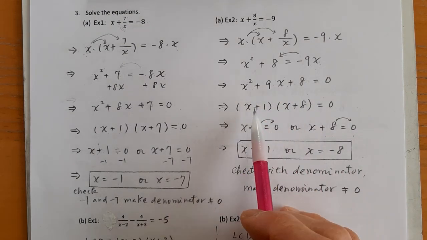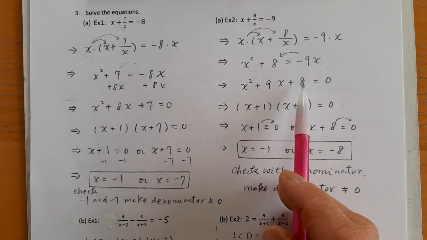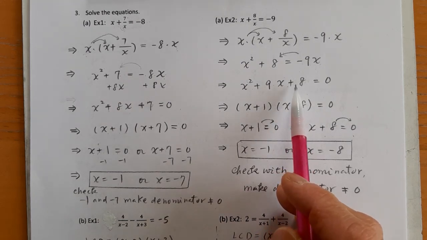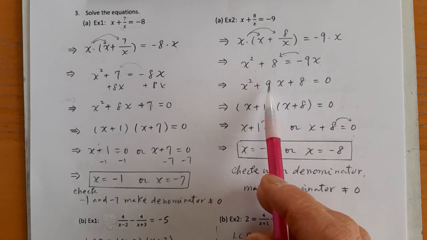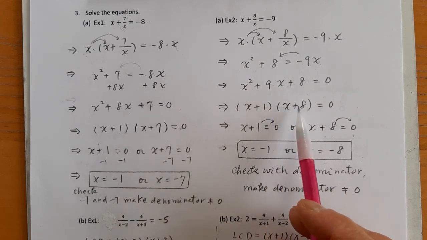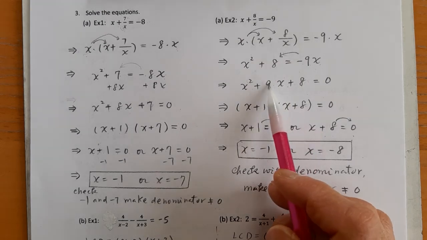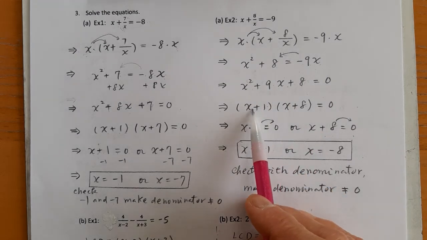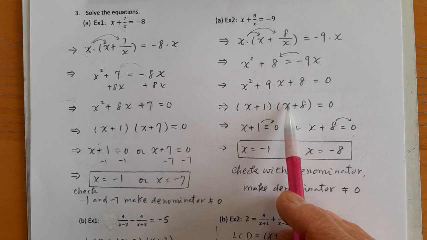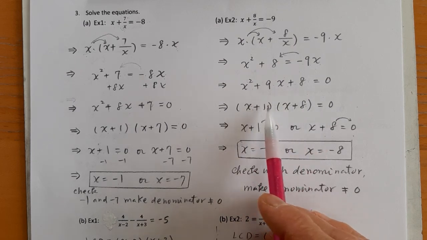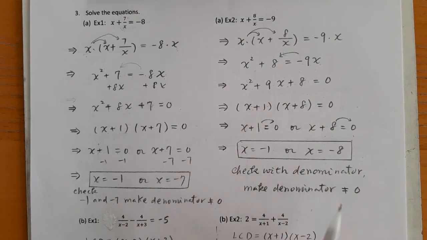Then we can try to factor it. To factor, we need to find two numbers that multiply to 8 and add to 9. So it's only 1 times 8. 1 plus 8 is 9. So one factor is x plus 1, another factor is x plus 8. The two factors multiplied together equal 0.